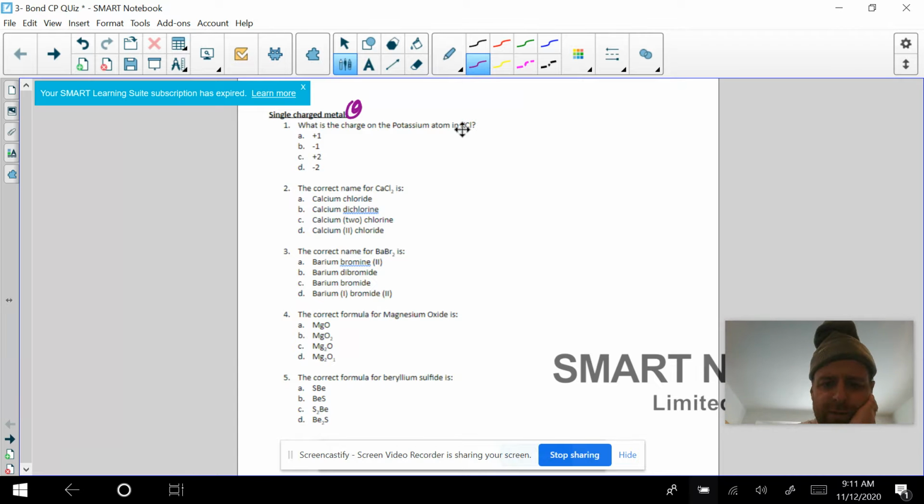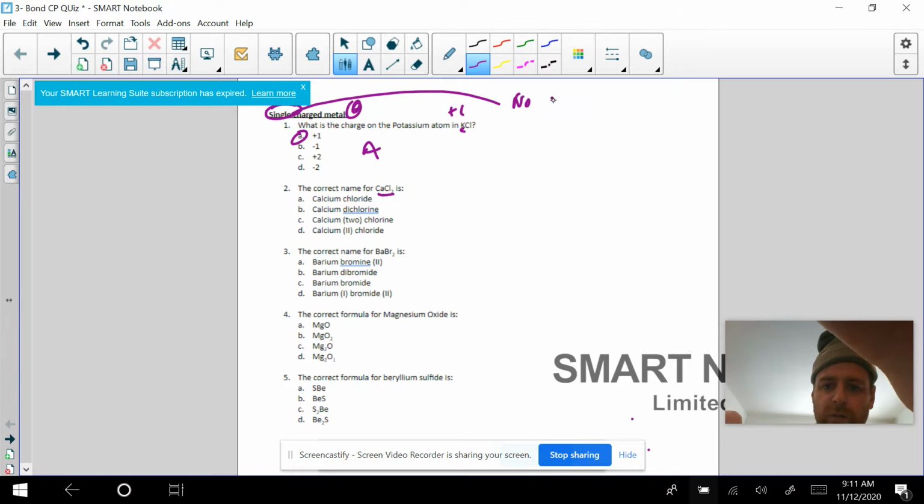So what is the charge for potassium chloride? Well, I just look. Potassium's +1 on the periodic table, so the answer is A. All right, the correct name for calcium chloride. So anytime you're in this section, just remember this. You need no Roman numerals when you write out the name. No Roman numerals, just write it out.